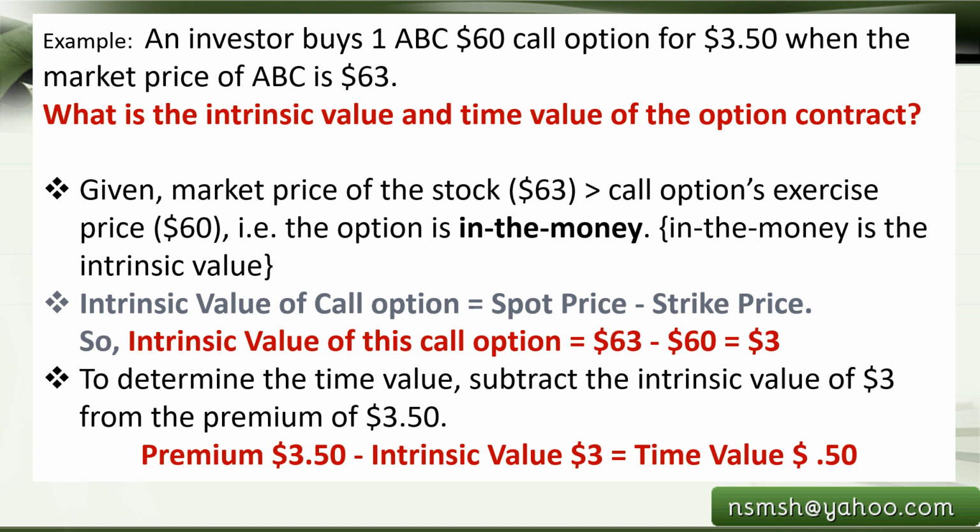It is definitely in the money, so we can use that formula. The spot price, which is $63, minus $60, the exercise price, gives us $3. For the time value, you take the premium, the option price, which is 3.50, and subtract the intrinsic value, which is $3. You get 0.5, that is half a dollar, which is the time value.